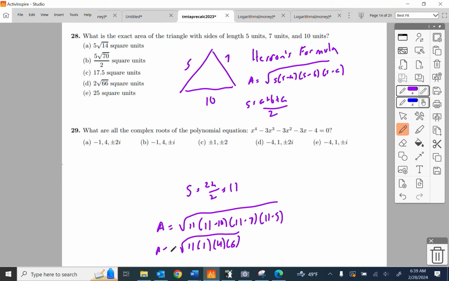Which apparently will simplify on down quite a bit. What we got here? We got 24 times 11, 254. 24 times 11, 240 plus 11, 251. I just need to push buttons.